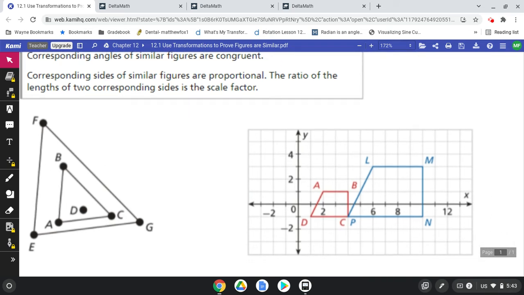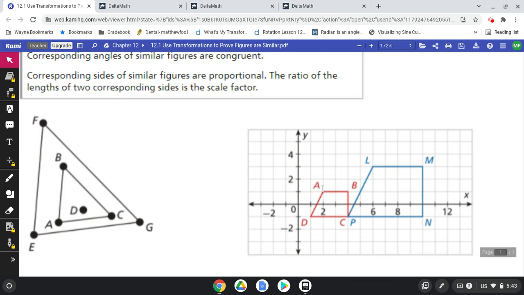Now, on the second one here, we can measure exactly. We will know for sure that they're similar. As you can see, once again, these angles: D matches to P, B is a right angle, so we know for sure that matches with M, L and A match, N and C match. Now, to see if they are proportional, proportional means there's a ratio of these two corresponding sides, and that's the scale factor. The scale factor is how it changes from one to the next.